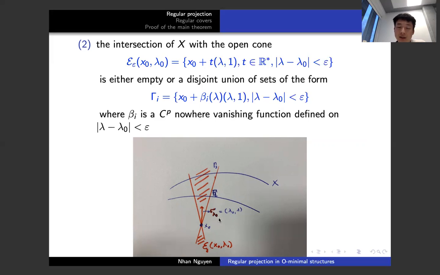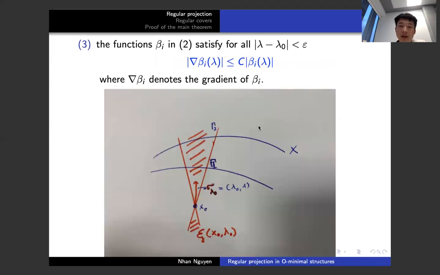The second condition is that the intersection between X and this cone is either empty or a disjoint union of C^p manifolds. In the picture, we can see that the intersection is the disjoint union of two C^p manifolds, gamma 1 and gamma 2, and gamma i can be written in this form. And beta i here is a C^p nowhere vanishing function. The third condition is kind of a Lipschitz condition. That is, the gradient of beta i is bounded by C times the modulus of beta i.